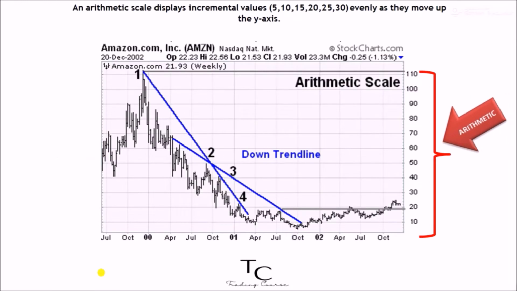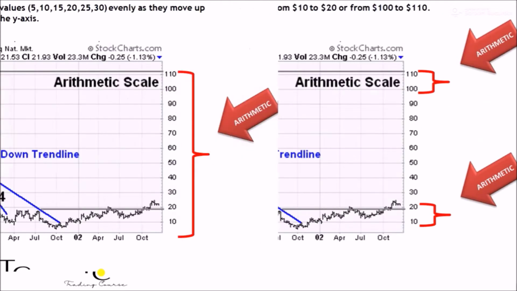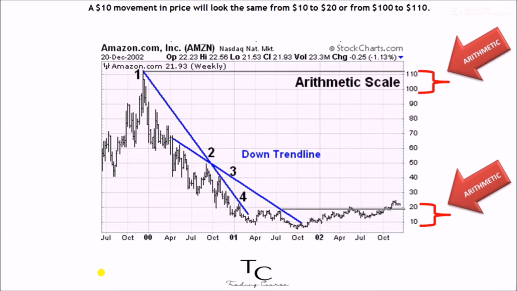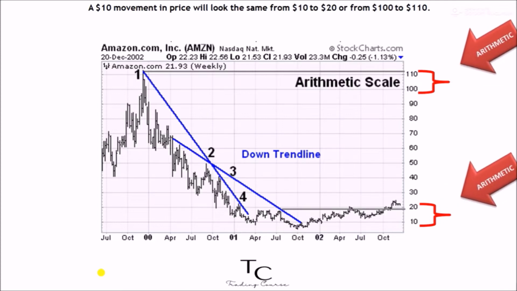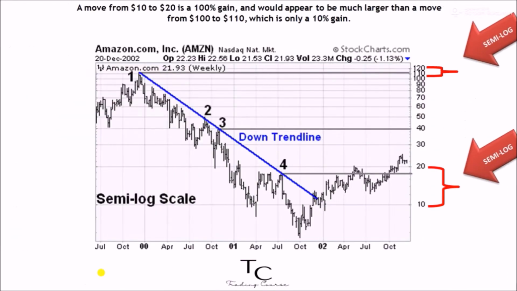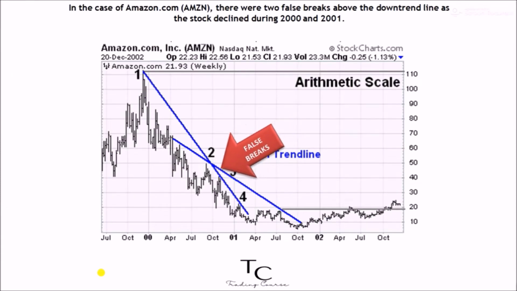An arithmetic scale displays incremental values evenly as they move up the y-axis. A $10 movement in price will look the same from $10 to $20 or from $100 to $110. A semi-log scale displays incremental values in percentage terms as they move up the y-axis. A move from $10 to $20 is a 100% gain, and would appear to be much larger than a move from $100 to $110, which is only a 10% gain.